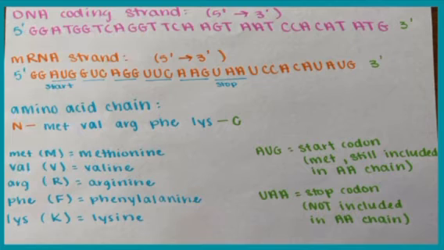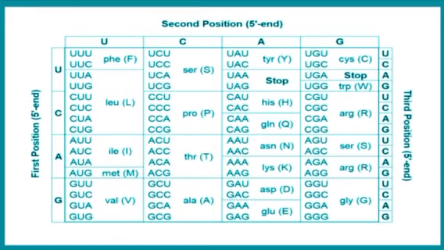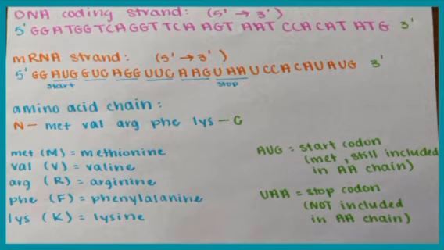Here I have underlined segments of the mRNA strand which correspond to the codons on the coding strand of DNA. Translation of an amino acid chain begins at the start codon, AUG, and ends at the stop codon, which can be a variety of codons. Inserted here is a universal genetic code used throughout this video. As the mRNA is read in the 5 to 3 prime direction, the amino acid chain will read N-terminus, methionine, valine, arginine, phenylalanine, lysine, C-terminus.